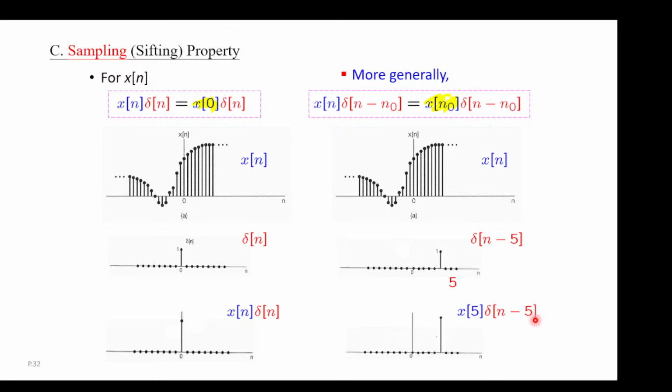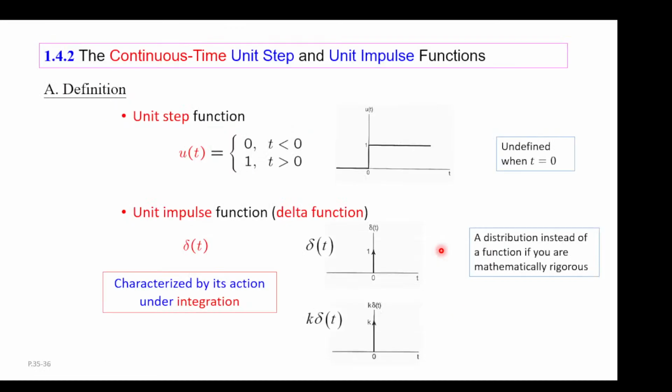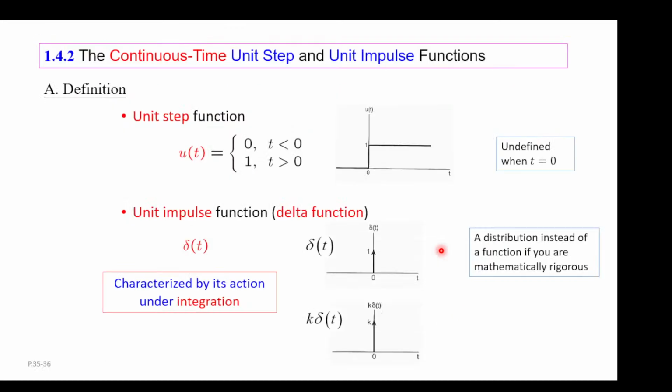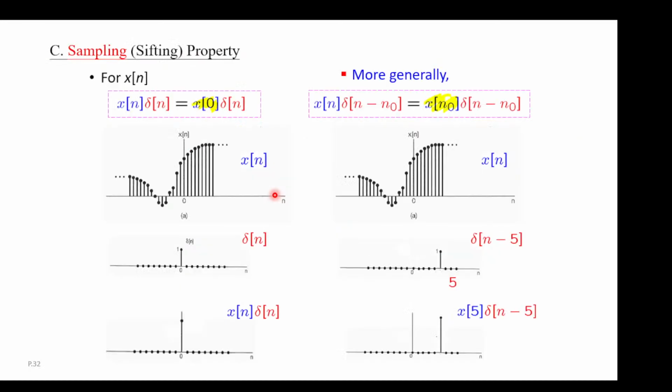Then we go to the hard part. Now things get confusing when we try to generalize the unit step function and the unit impulse function to continuous time. So what is the unit step function? The unit step function is something that's 0 when n is less than 0 and 1 when n is greater than or equal to 0. So you can write the unit step function like this. But the unit impulse function is something weird. So it's back to discrete time.